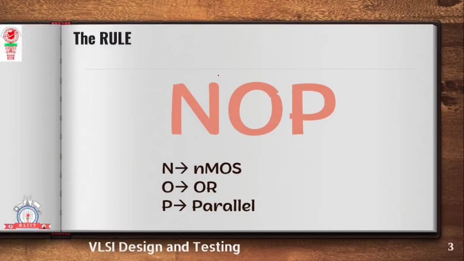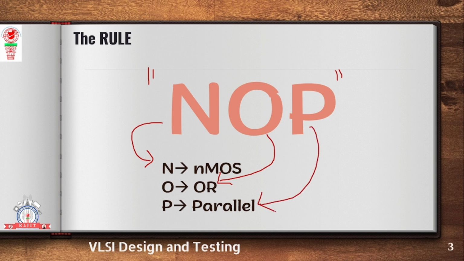So before going to the NOR gate, let us understand a simple rule which is NOP. So what is this NOP? N stands for NMOS, O stands for OR operation, and P stands for parallel. This is a simple rule, or the mantra, I am going to follow in the complete procedure. If I am having an OR operation in NMOS transistors, then I should place the transistors in parallel. That is the only rule. I'll repeat it: if I have an OR operation in NMOS transistors, I'll place the NMOS transistors in parallel.